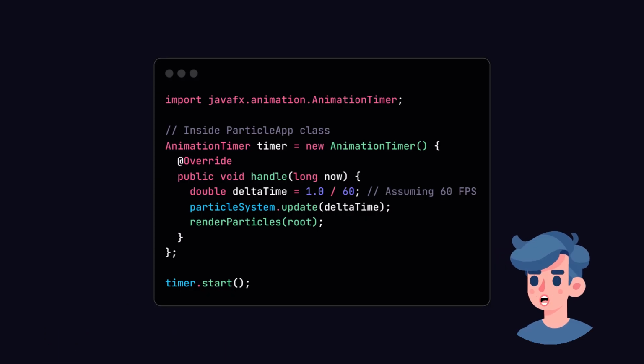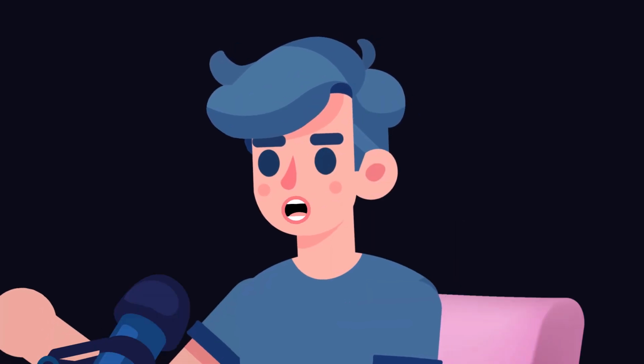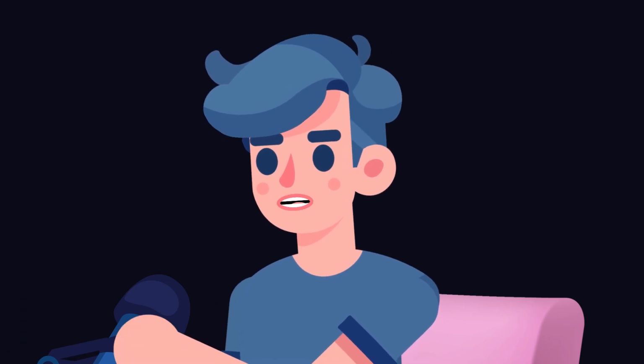Now we need to update and render particles in a loop. To achieve this, we'll use an animation timer, which allows us to create a smooth frame update for our application. This animation timer updates the particle system and renders particles on each frame. We assume a frame rate of 60 frames per second, which simplifies our time delta calculations.